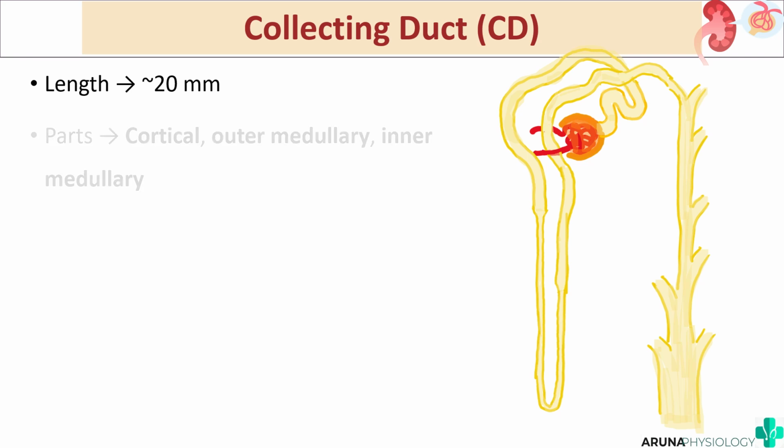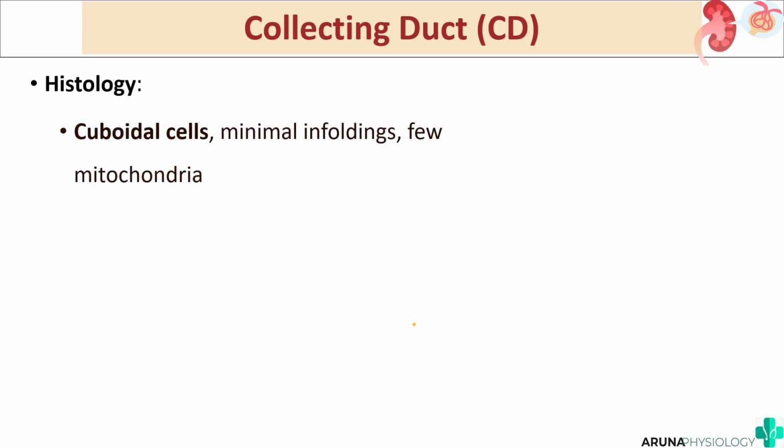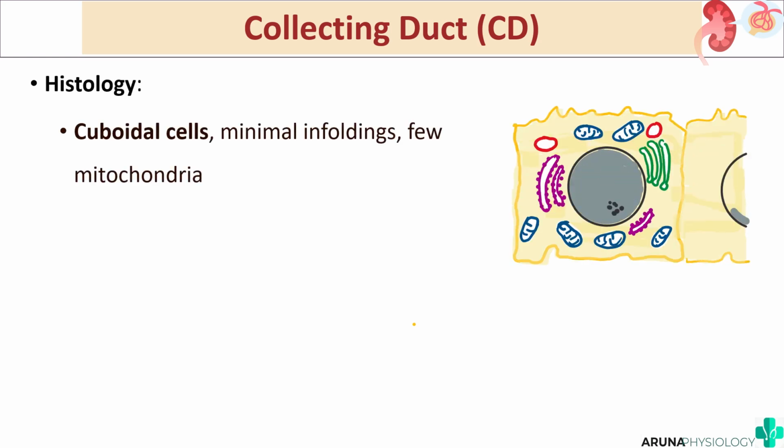Next, we've got the collecting duct. The length is around 20 millimeters. Again, we've got the different parts: the cortical, medullary, outer medullary, inner medullary. The functions are again sodium and water reabsorption via aldosterone and ADH. So here the histology is similar to that of a distal convoluted tubule, but the difference is that the infoldings are less, mitochondria is less.